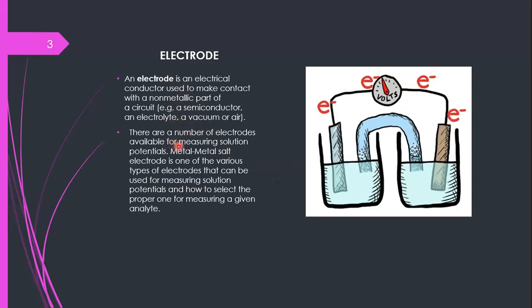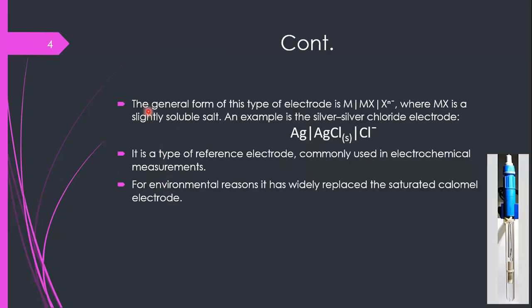There are a number of electrodes available for measuring solution potentials. Metal and metal salt electrode is one of the various types of electrodes that can be used for measuring solution potentials and how to select the proper one for measuring a given analyte. The general form of this type of electrode is given here, where MX is a slightly soluble salt. An example is the silver and silver chloride electrode.